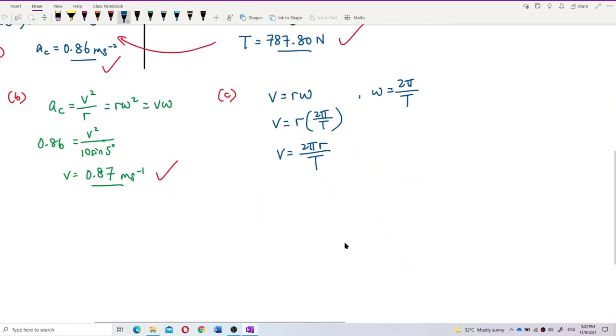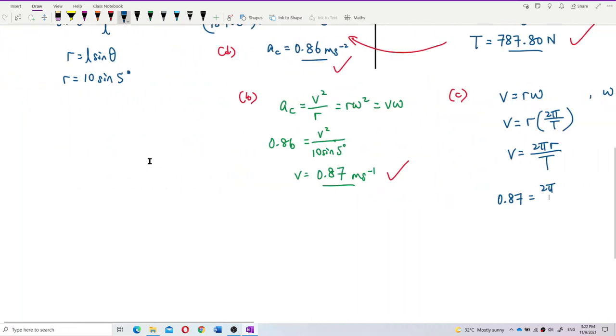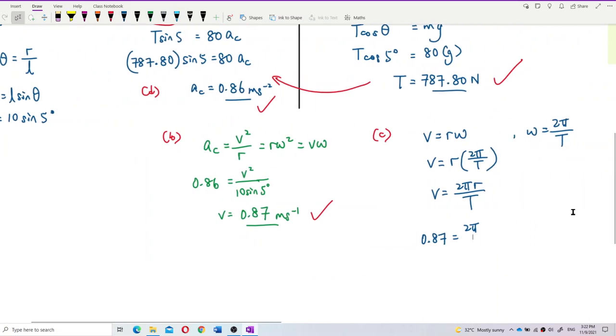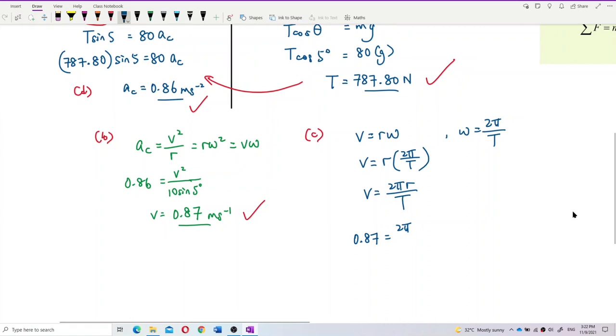Our v is 0.87, and our R is 10 sine 5 degrees. Let's put in the 10 sine 5 degrees. What's our period? Let's calculate. I got my period equal to 6.30. No, it's actually 6.29 seconds. The period is a time, so the unit is seconds.